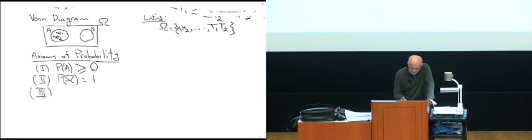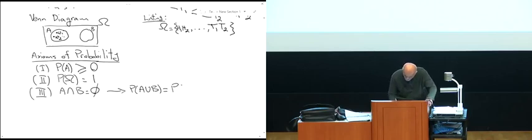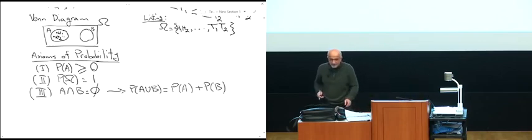And the third one was what? If I have two events that are what? Mutually exclusive, then probability of their union is what? Louder. Imagine you're part of an orchestra. Equals? Boy, you need a lot of training. P of A plus P of B. Fireflies can synchronize better than you can. Come on, you can do better.